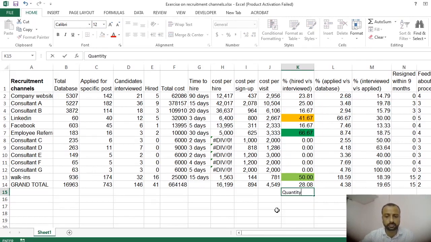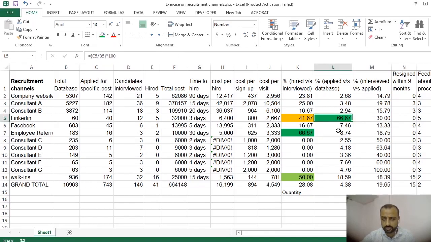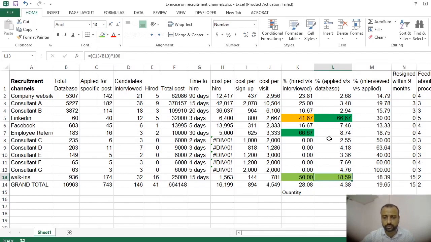Correct. Now I have similar ratios calculated for the people who applied, and the number we had in the database. If you look, the highest is 66, which is for LinkedIn, for people who applied. So LinkedIn will get green color. The second highest to me is the walk-ins. I hope you are able to track. And the third highest here is 8.74.